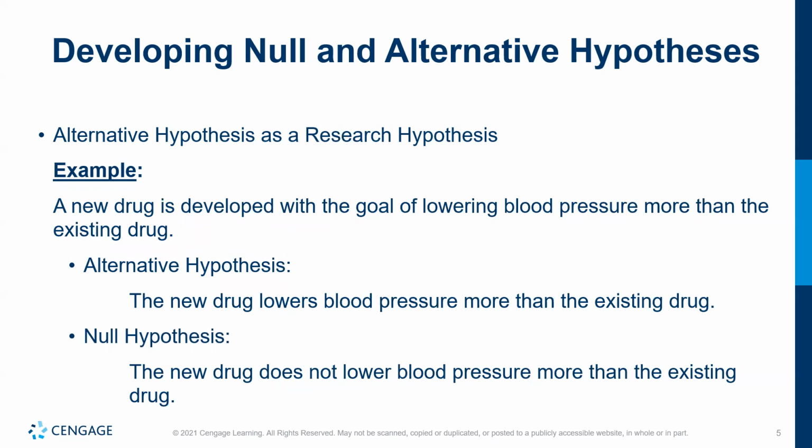Or a new drug lowers blood pressure more than an existing drug. So a new drug is developed with the goal of lowering blood pressure. The alternative would be that it actually does. The null would be that it's no different than what it's been before. Recognize with all of these tests, we're never really proving the null or the alternative hypothesis. Instead, we're coming up with a certain level of confidence that it's likely true, okay?